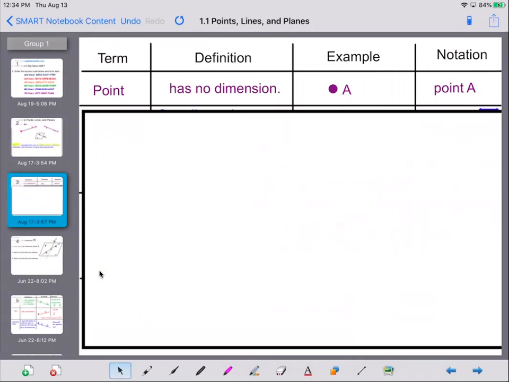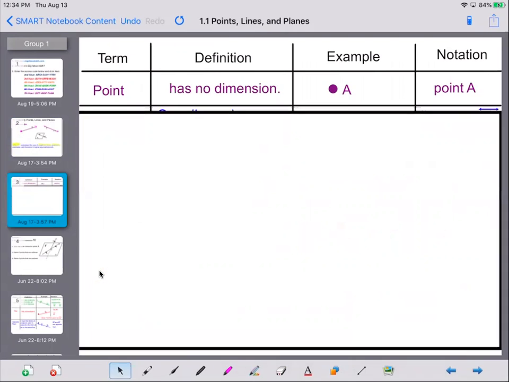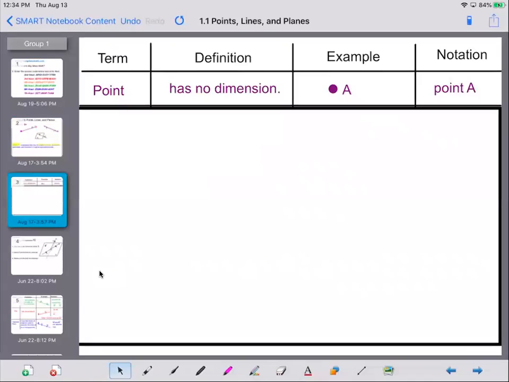I know that's kind of a weird idea, but a point is typically going to look basically like this little dot, and then it's going to have a letter next to it. So if you were looking at this, you would call this point A. And if you were writing it, you would write point A. We'll go over some examples of all of these as we get further into this.